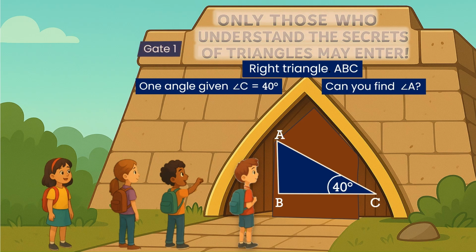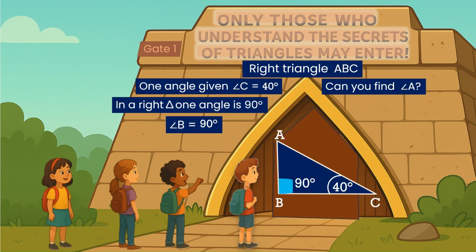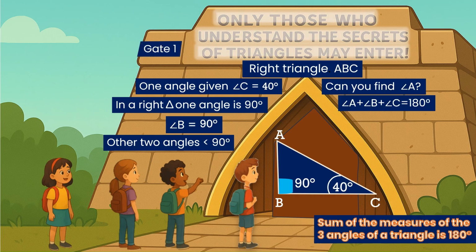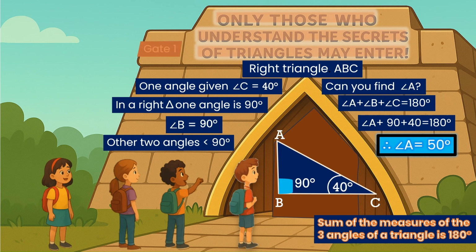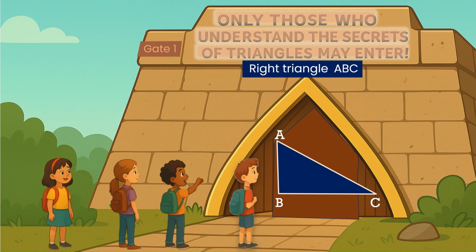Hari began explaining to his friends. In the given right-angled triangle ABC, angle B is equal to 90 degrees. Other two angles less than 90 degrees. The sum of all angles is 180 degrees, therefore angle A is equal to 50 degrees. They waited for the door to open.